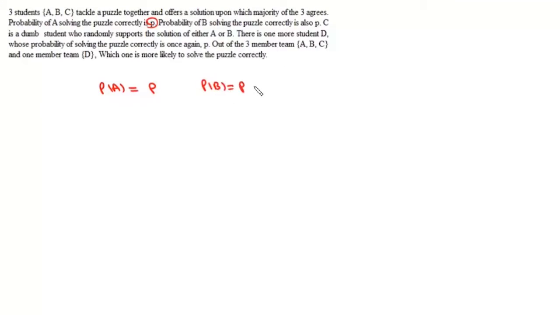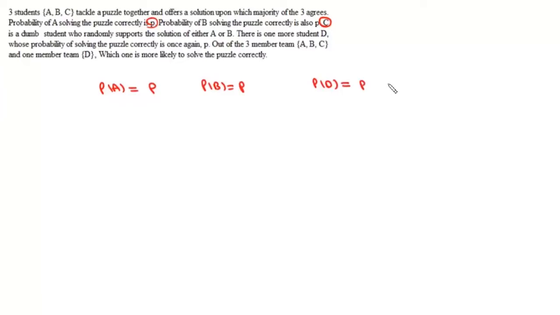And C is a dumb student who randomly supports the solution of either A or B. So this C is only there to choose either of the two solutions, either from A or from B. Now there is one more student D whose probability of solving the puzzle correctly is once again P. So probability that D is going to solve the puzzle is P.